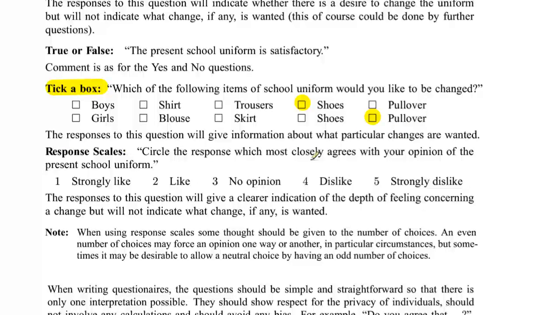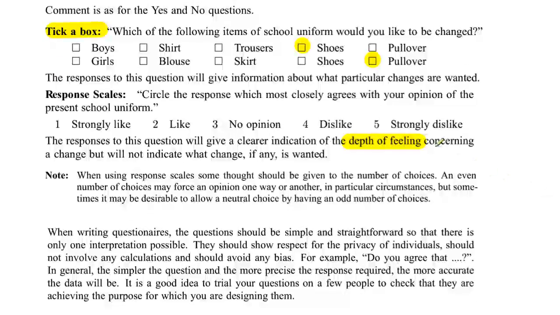Here is a scale that helps us to understand the strength of opinion. So it says, which one do you agree with? I strongly like, I like, and so on. Now, this response gives a good indication of the depth of feeling that people have got. So yes, I really like it, or I really dislike it. And that shows you how readily it ought to be changed because of the strength of feeling, or if it needs to be changed at all.